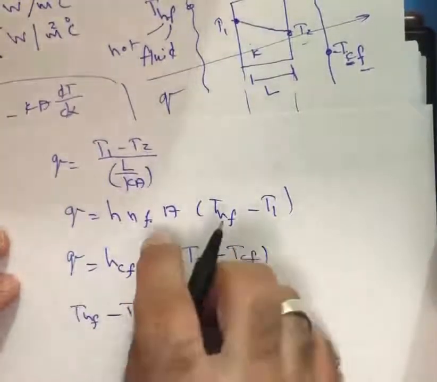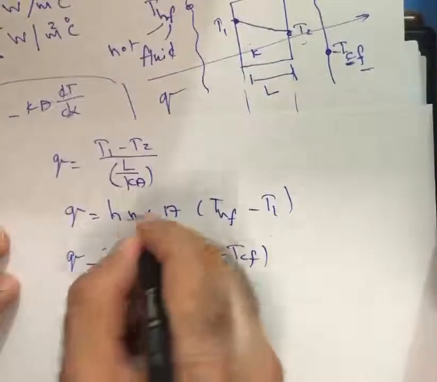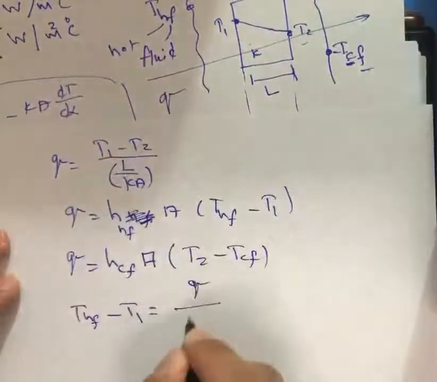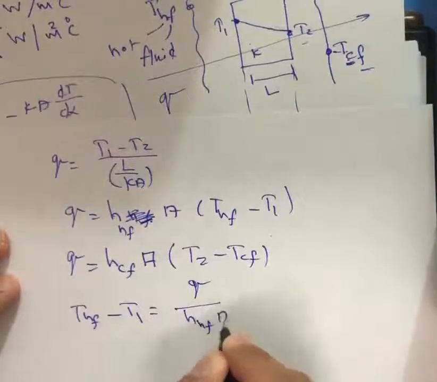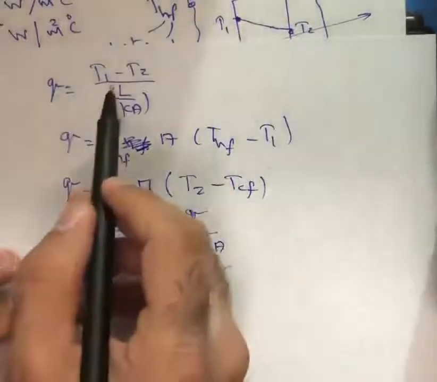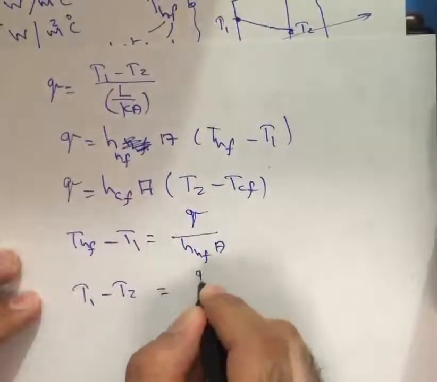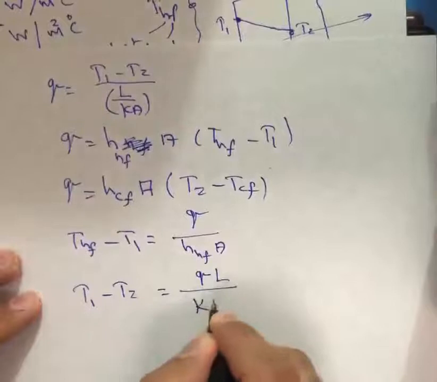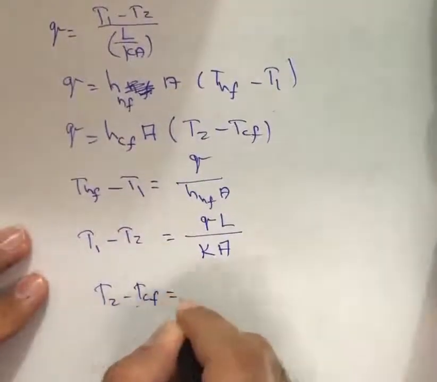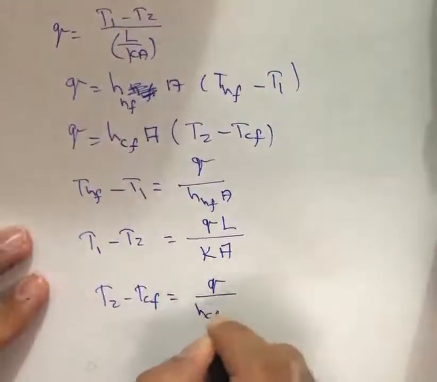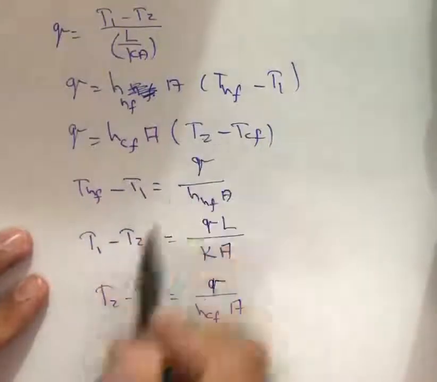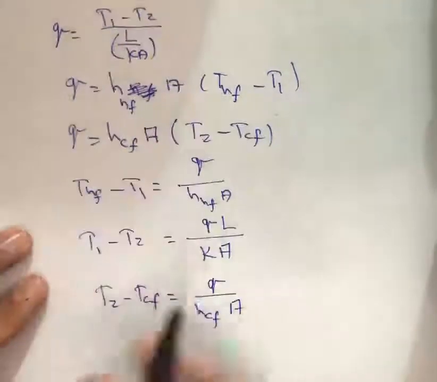I will transfer the hot fluid term to the other side, so that I will write Q divided by h of the hot fluid multiplied by the area. Similarly, T1 minus T2 equals QL divided by kA. Finally, T2 minus T of the cold fluid will be Q divided by the heat transfer coefficient of the cold fluid layer multiplied by the area.